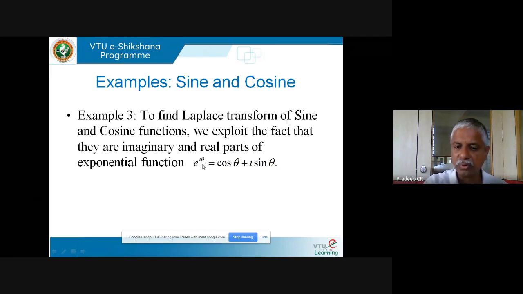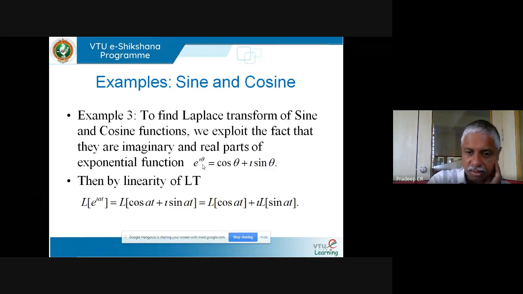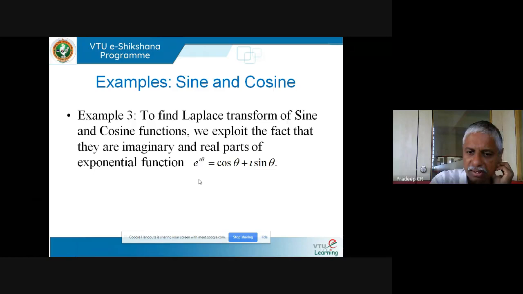Okay, so how do I use that? Here it is. If you put theta equal to a times t, because I want everything to be a function of t, then instead of theta, if I put at, I'll get e power iat is cos at plus i sin at. Remember, t is the variable and a is some constant.